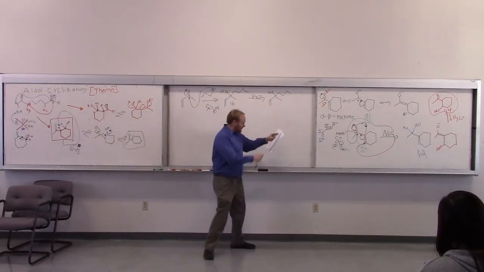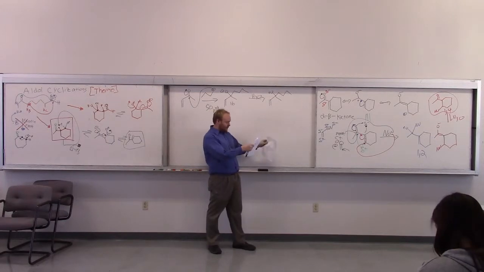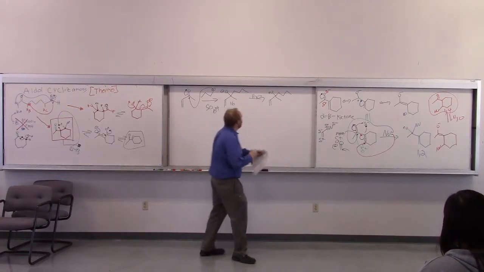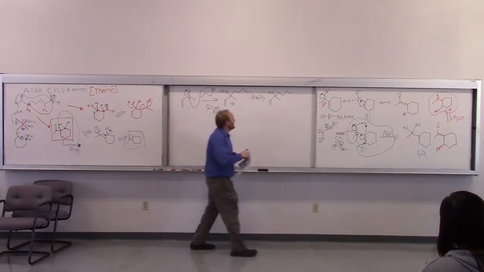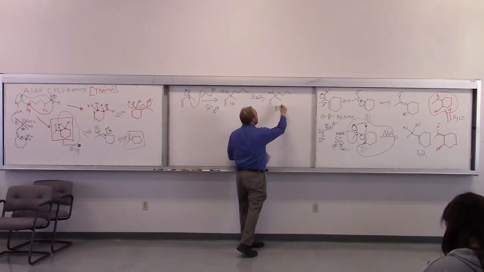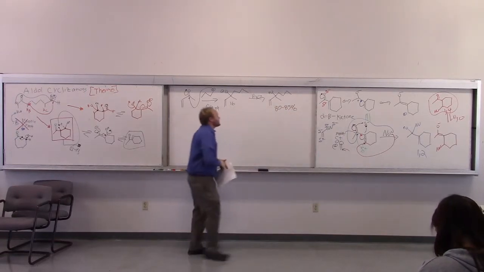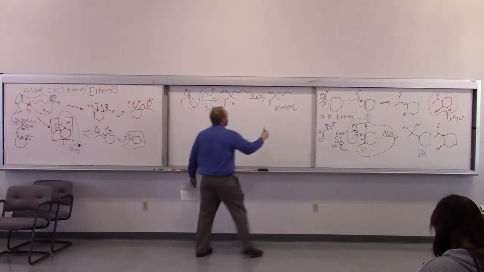So we favored 1,2. And just to give you some basic numbers, when you have a strong nucleophile, you normally get about 80 to 85% of the 1,2 product.